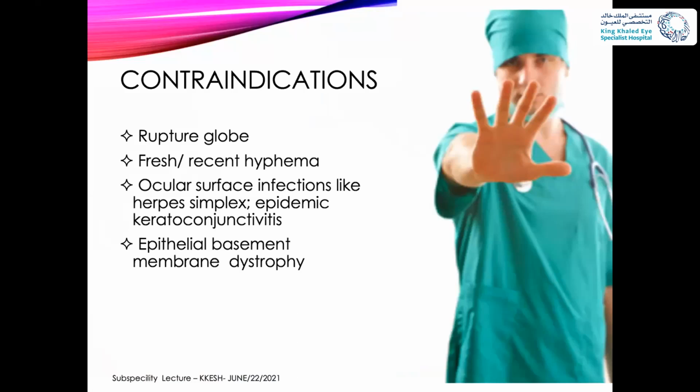What about the contraindications to perform gonioscopy? Needless to say, in cases of questionable integrity of the globe, in cases of fresh hyphema, and also in cases of active infections like herpes simplex or epidemic keratoconjunctivitis, and in cases of very fragile, thin epithelial basement membrane dystrophies.